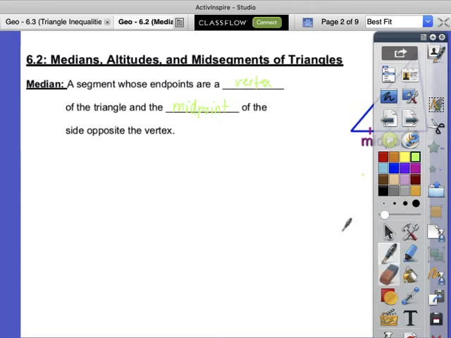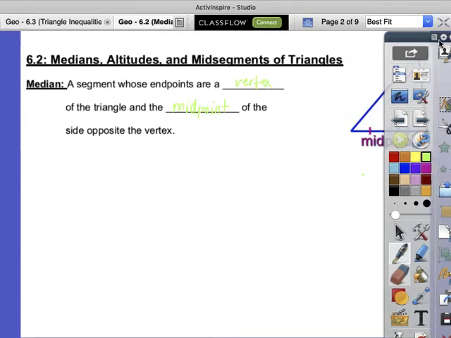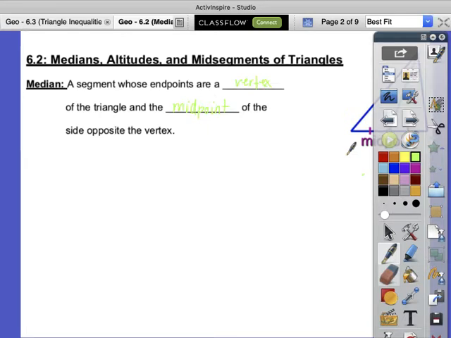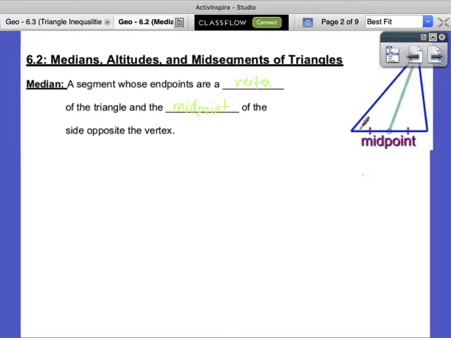How many medians do we think might be in a triangle? Like 3. Why do you say 3? Because there's 3 vertices, right? I'm actually going to agree with that, because if I went from this vertex, I could go over to this midpoint. I can go over to this midpoint. I could go from this vertex over to this midpoint as well. So I could have 3 different medians, as long as they're going from a vertex to the opposite midpoint. Questions on that? You might want to write a little note here saying that you can have 3 of them, just in case you might want to know that.